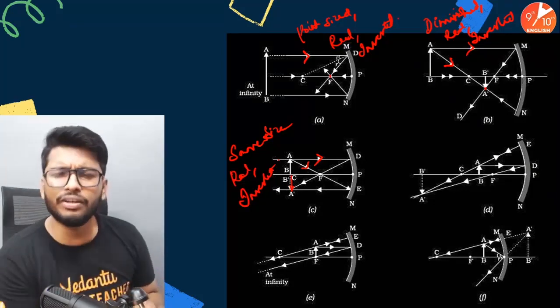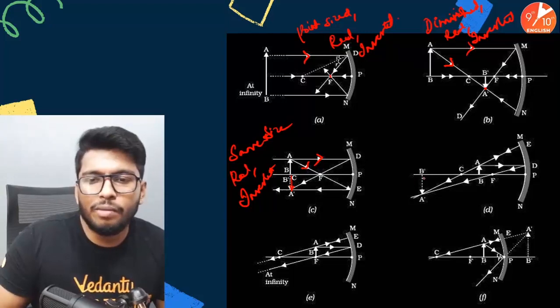Next one is when the object is placed between C and F. In that case, the image is going to be formed beyond C.